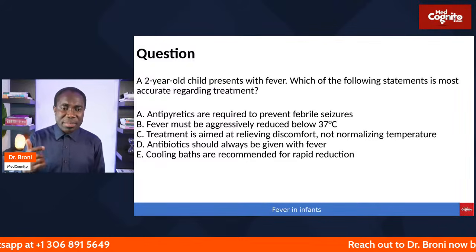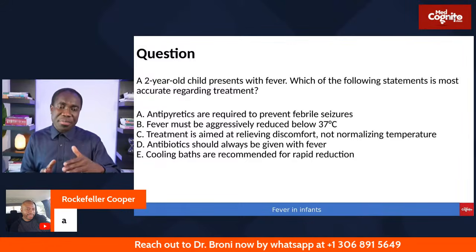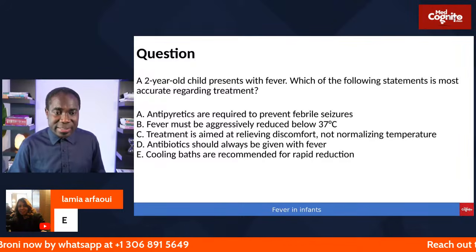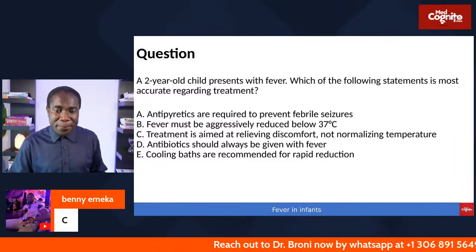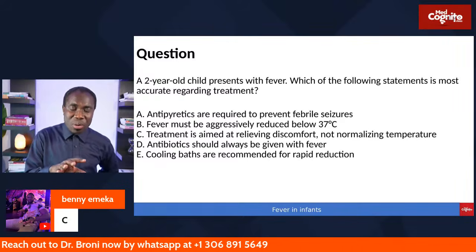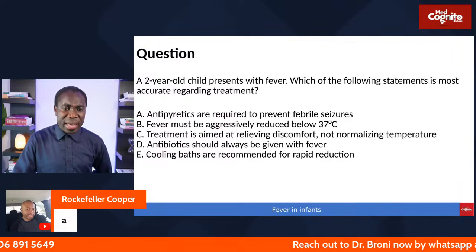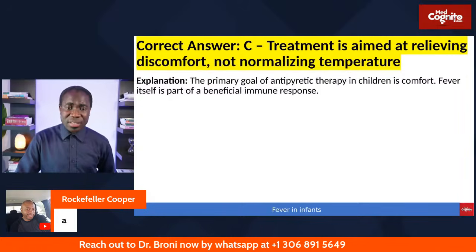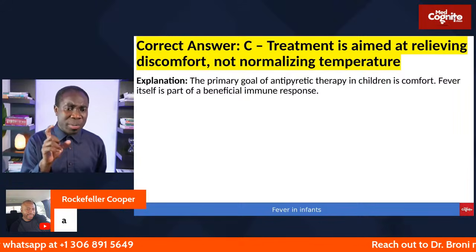I see that Dr. Mosima says antipyretics are required to prevent febrile seizures. Dr. Lamia says E, cooling baths are recommended for rapid reduction. And Dr. Benny went for C, which says treatment is aimed at relieving discomfort, not normalizing temperature. Any other answers? Dr. Rockefeller went for A, antipyretics are required to prevent febrile seizures. Look, the correct answer to this is C. Treatment is aimed at relieving discomfort, not normalizing temperature.